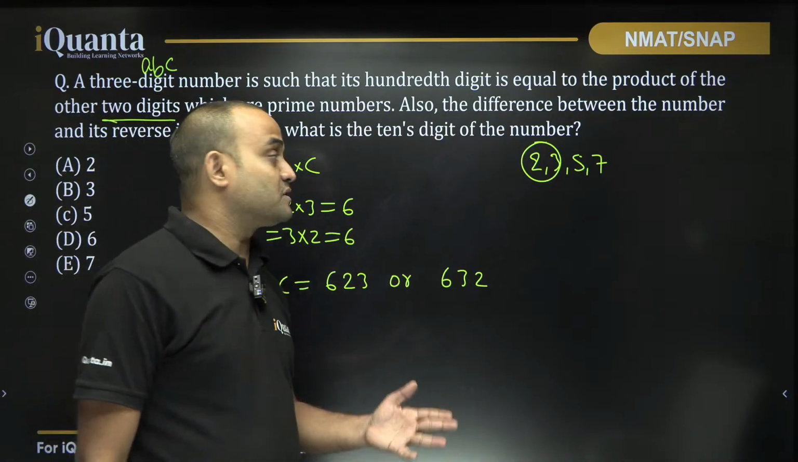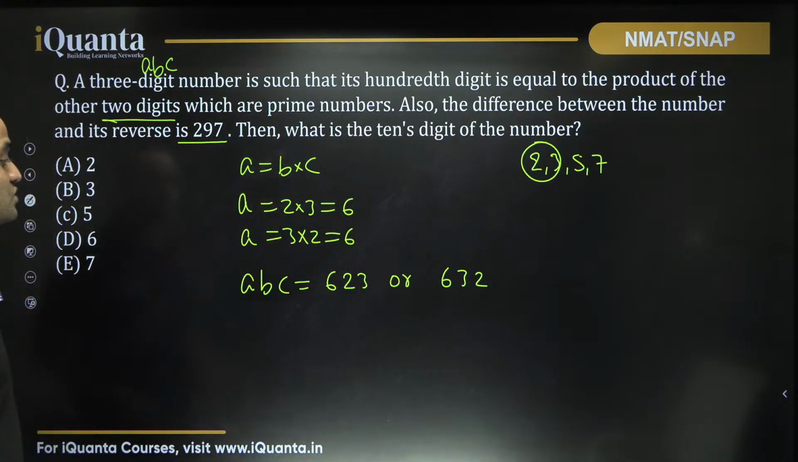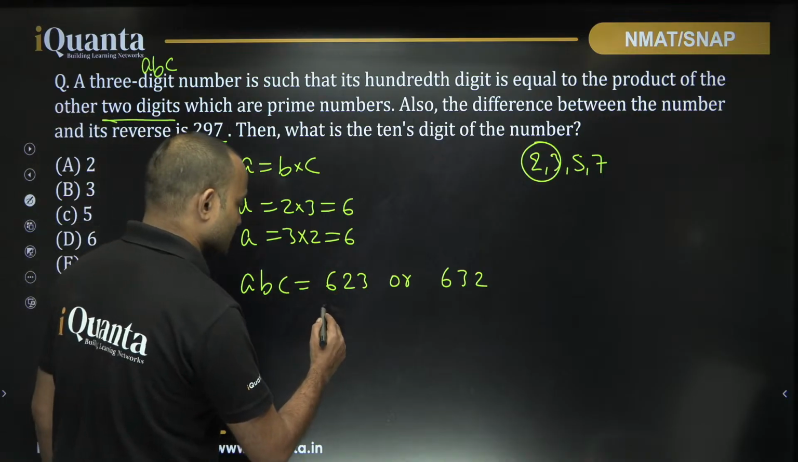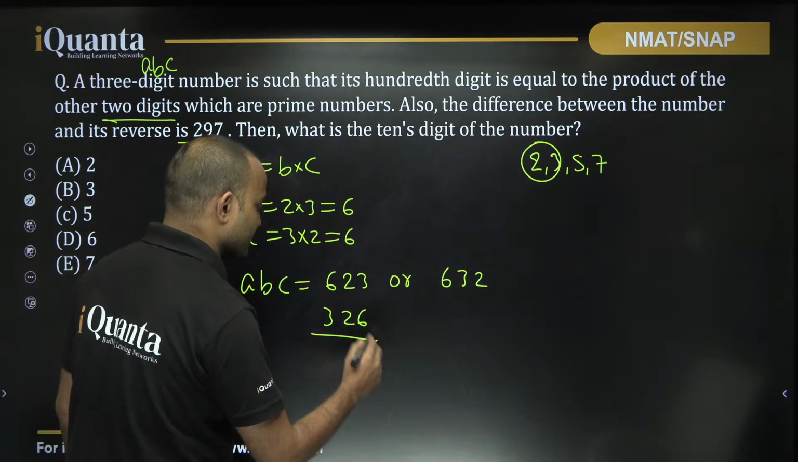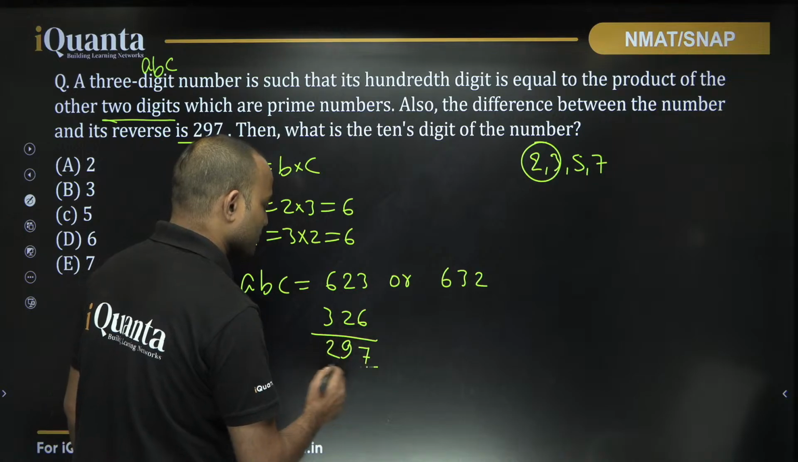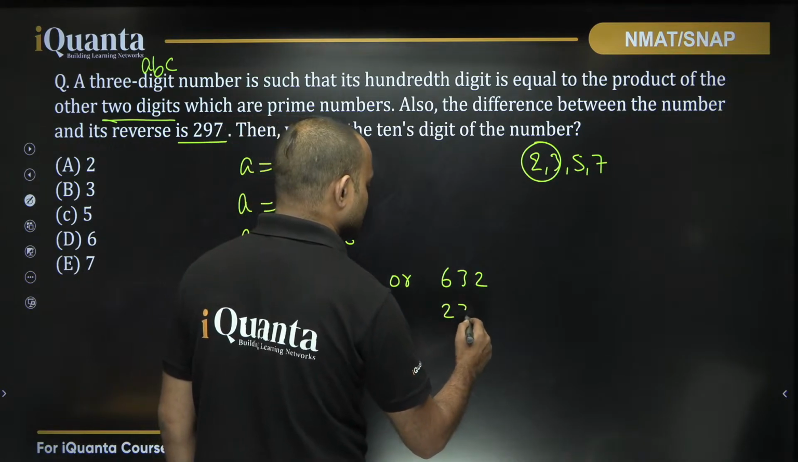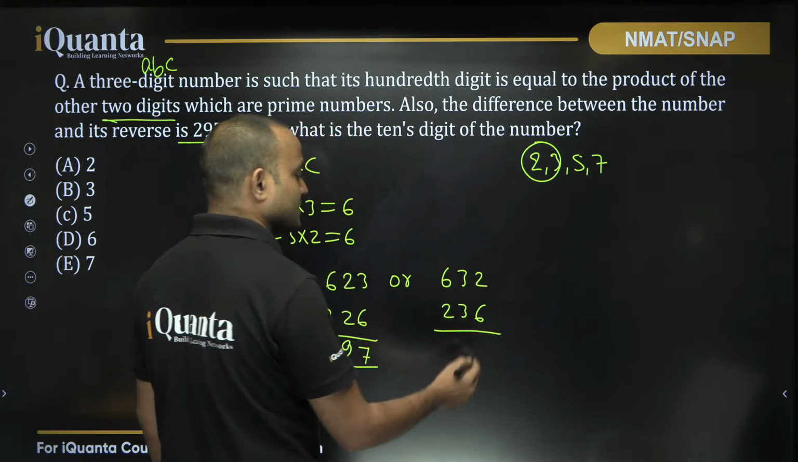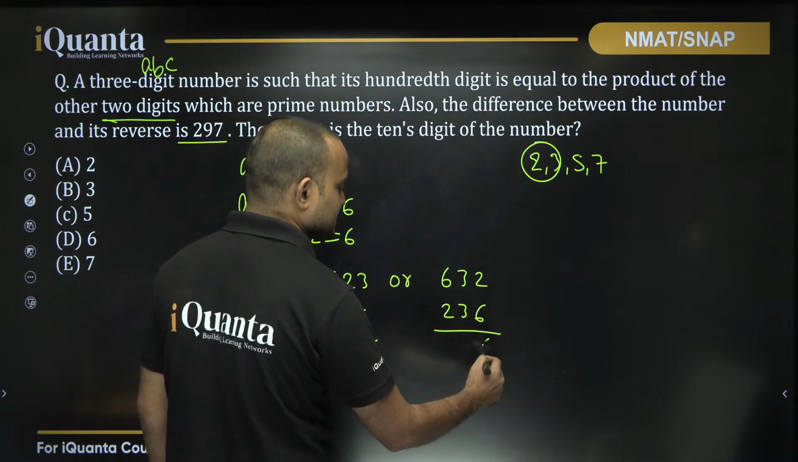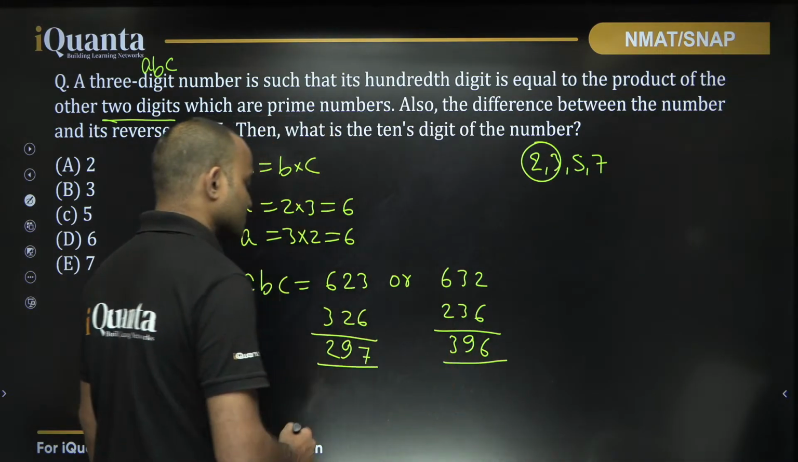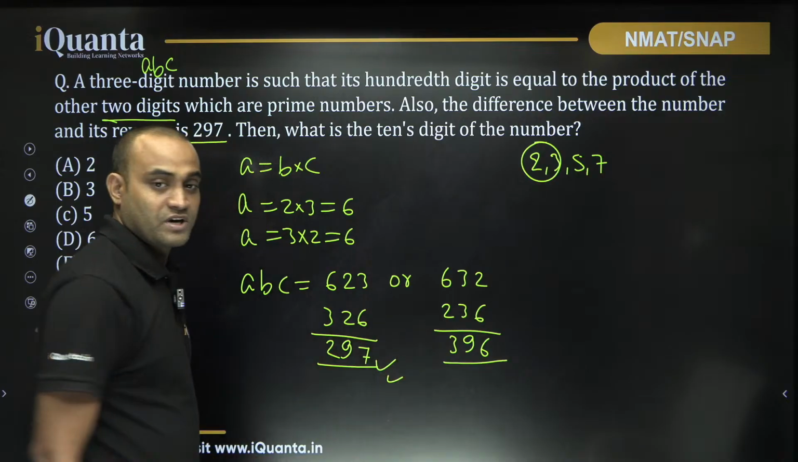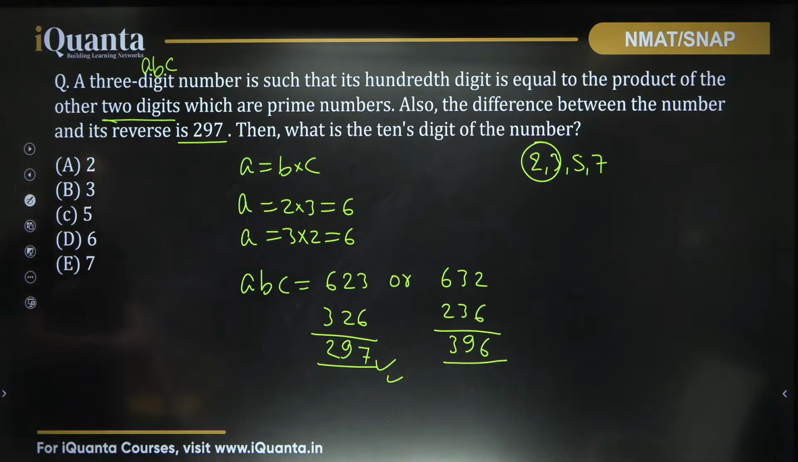Also the difference between the number and its reverse is 297. If I take the reverse of this 326, then the difference is 792. But if you take the difference of this 236, the difference is 12 minus 6 is 6, then 9 and then 3, 396. So definitely we are talking about this number, right? So it says also the difference between its reverse is 297. Then what is the 10th digit of the number?